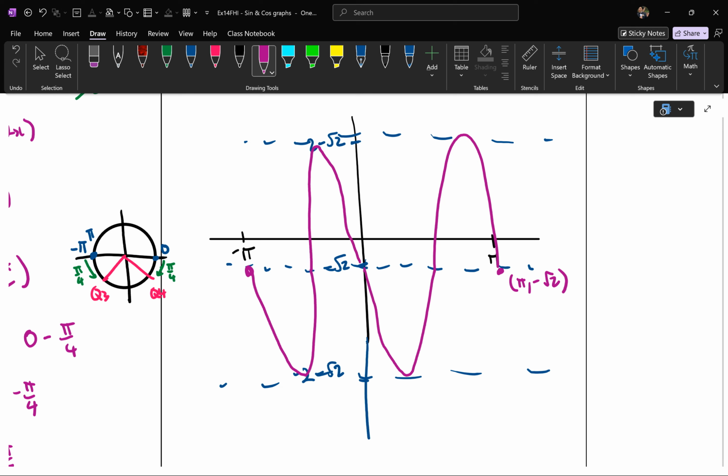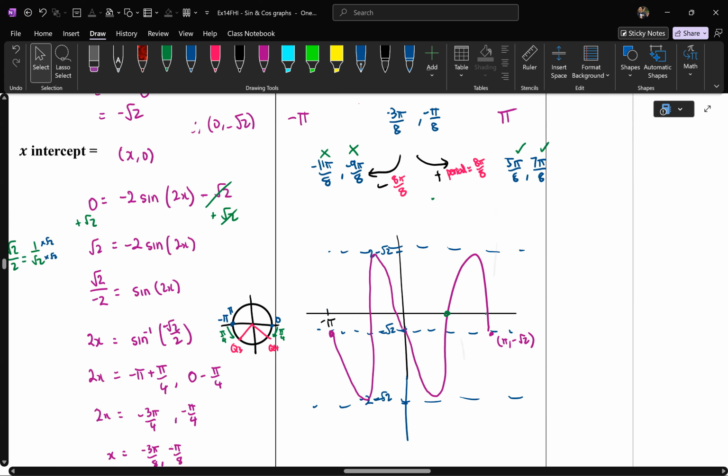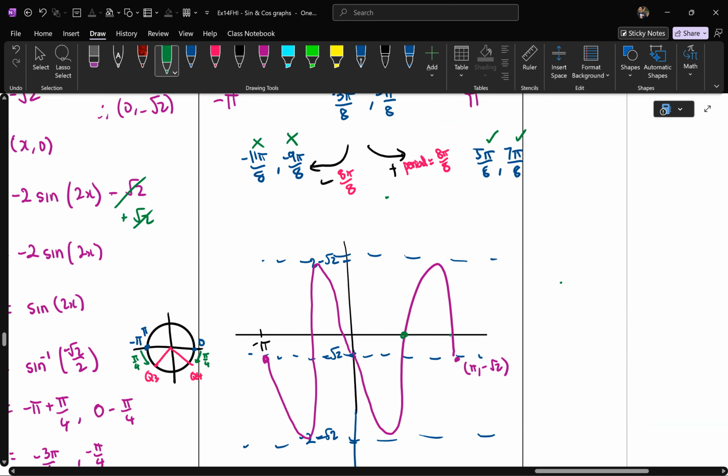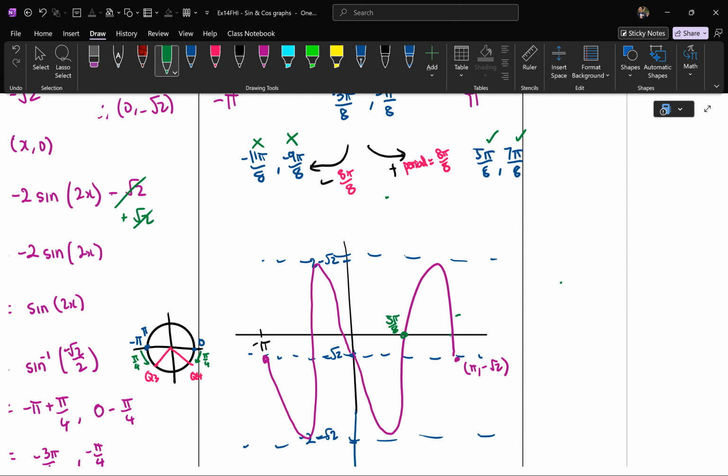Yeah? And the x-intercepts, you guys worked out the x-intercepts were, sorry, let me just draw that bit again because it looks a bit funky. Here we go. X-intercepts were at, what was it again? Negative 3 pi on 8, 5 pi on 8, 7 pi on 8, so just slightly less than pi. The other one was negative 3 pi on 8, and your last one was negative 5 pi on 8.